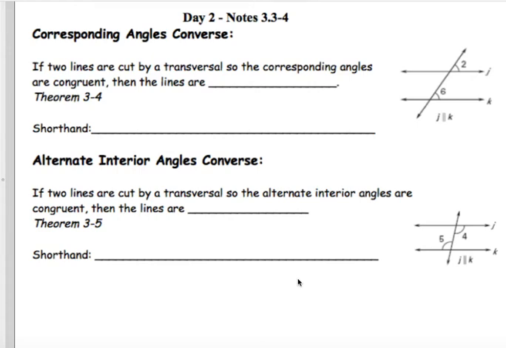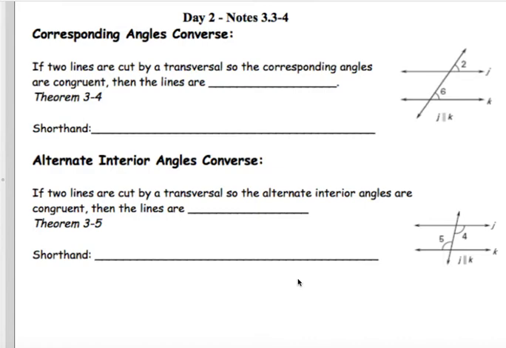So we're going to continue using the angle pairs that we learned about yesterday to explore the converses of those theorems that we learned from yesterday. We learned that corresponding angles are congruent if our lines are parallel. And today we're going to take that theorem, or with the corresponding angles, that was a postulate. We're going to take that postulate and we're going to reverse it and talk about the converse of it.